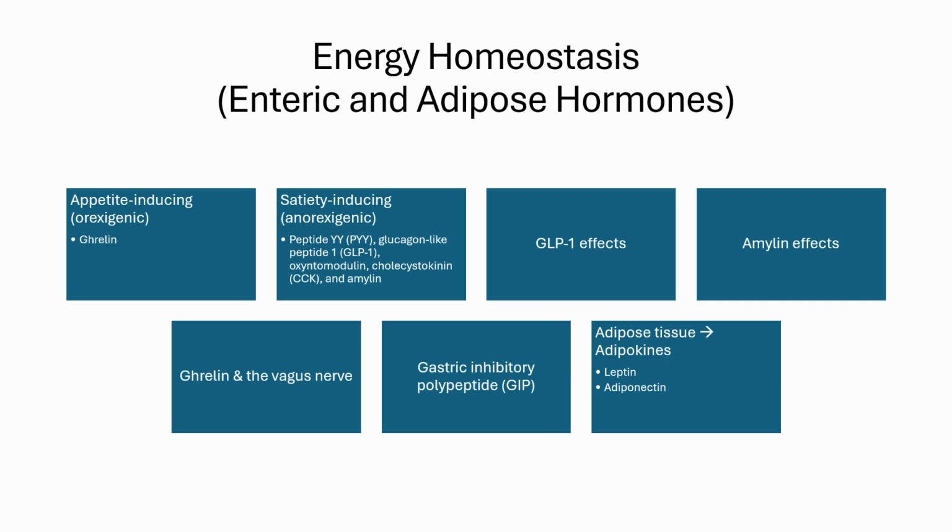Adiponectin is involved in insulin sensitivity, lipid regulation, and fatty acid oxidation. Lower adiponectin plasma levels are associated with obesity, and when weight loss occurs through diet and exercise, adiponectin concentrations increase.